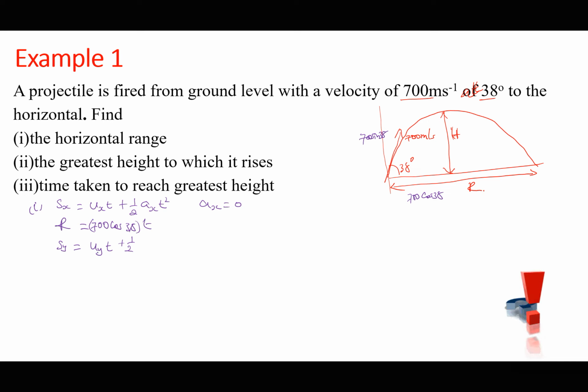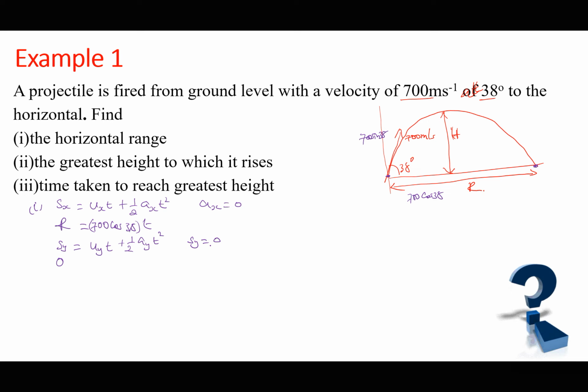Then considering vertical motion, S in the vertical is u in the vertical times t plus a half acceleration in the vertical times t squared. So considering vertical motion, S in the vertical is going to be 0 because the body leaves the point of projection and comes back to the same level. So S in the vertical is going to be 0.